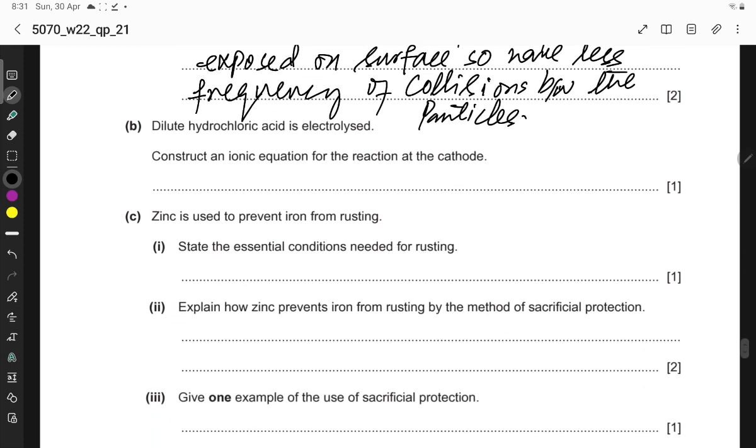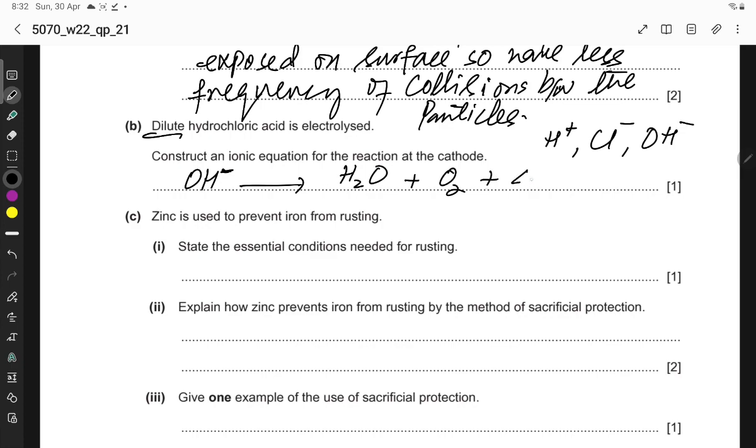Dilute hydrochloric acid is electrolyzed. Construct the ionic equation for the reaction at the cathode. We have H positive, Cl negative, so this is the dilute acid, and OH ion. These are the ions present in the solution. So this is dilute, so OH ion is oxidized to form water plus oxygen plus 4 electrons.